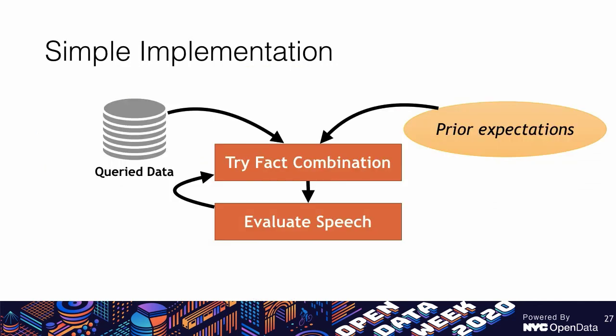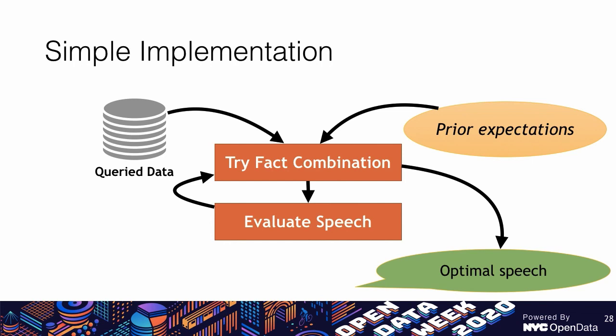Now, assuming that we have a model which evaluates speeches in terms of how informative they are, what we could do is to simply try out different fact combinations and then generate speeches and then evaluate them, then finally retain the optimal speech, and this is what we tell the user. That works in principle, but it doesn't really work in practice.